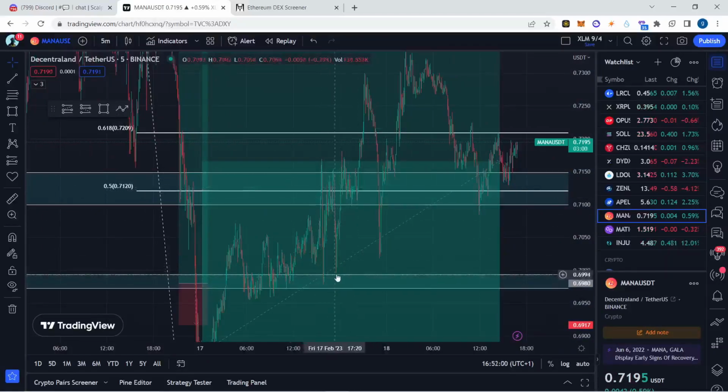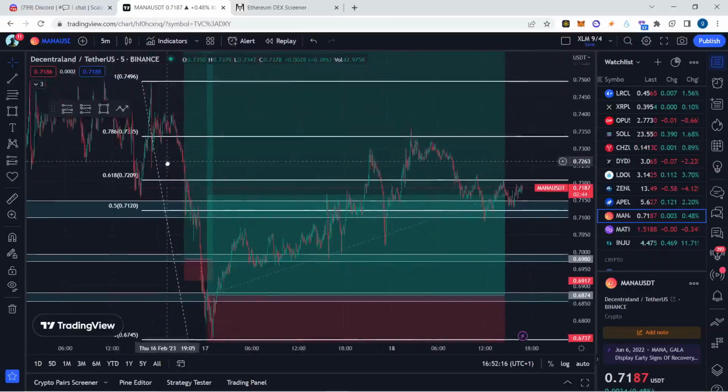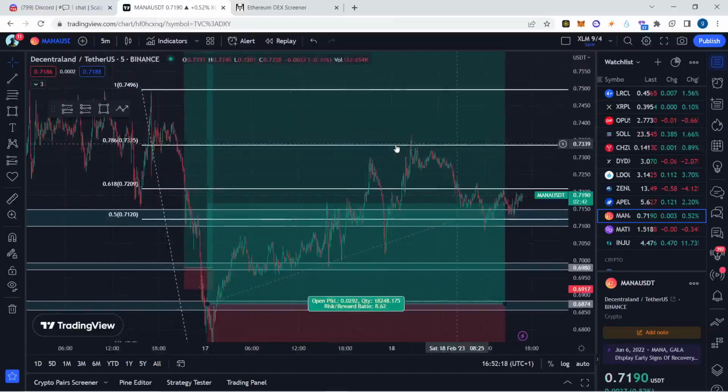Look here, it taps again on the liquidity zone, so we can add more again, adding back what we took in profits. The 0.618 zone, TP2, taking some more profits, adding some more here, and going for TP3, which would be on 0.686.